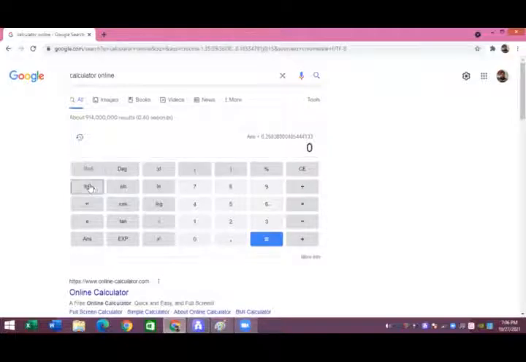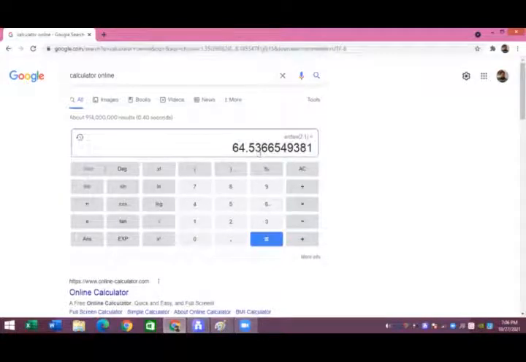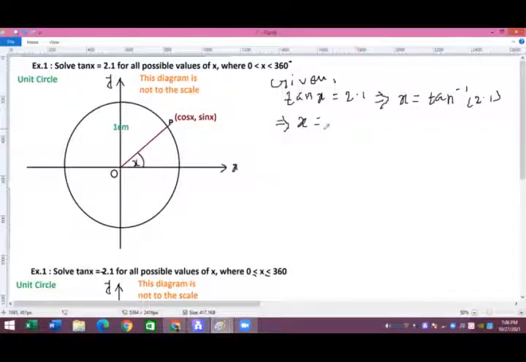Then you have to find the inverse of tan, then it is 2.1, close this bracket, and this is 64.536, so you can take that as nearly equal to 64.5 up to one decimal place, so that we can write x equals 64.5 degrees. So this is the first value that we obtained, and this is definitely in the first quadrant.